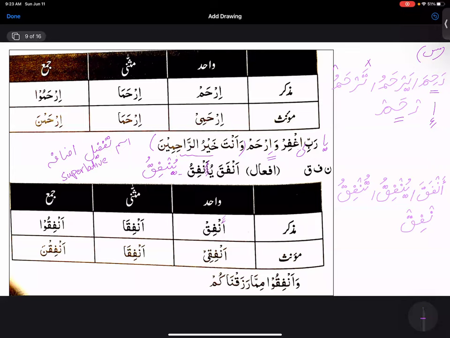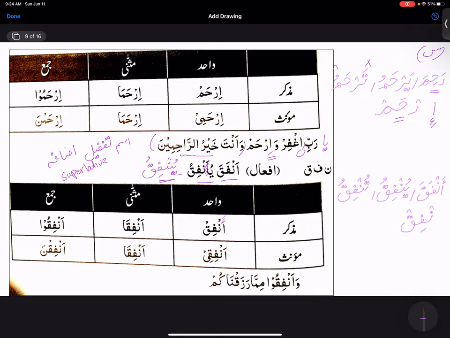Okay, so now next one is anfaqa. Anfaqa yunfiqu. It should be written like that. Anfaqa yunfiqu, not yu anfiqu. Doesn't make sense. It would be yunfiqu. And what bab is it when I say anfaqa yunfiqu? Aslama. So aslama, yuslimu. Actually, it should be yu aslimu, but we know that some changes happen. So that's why aslama yuslimu, and same way anfaqa will become yunfiqu.